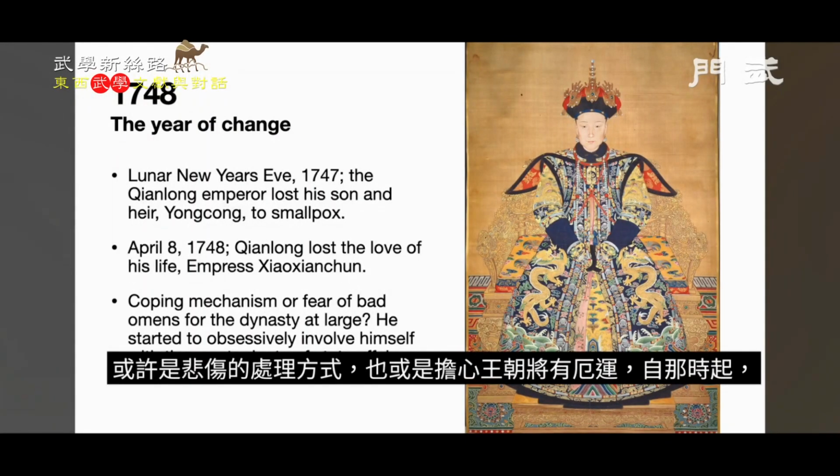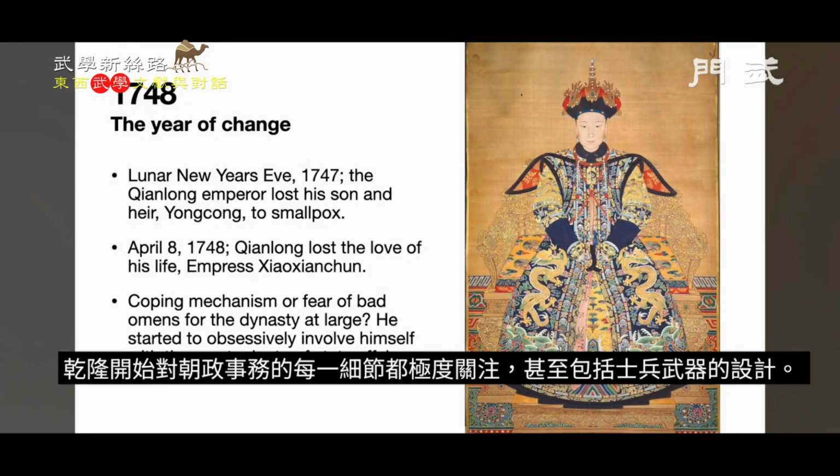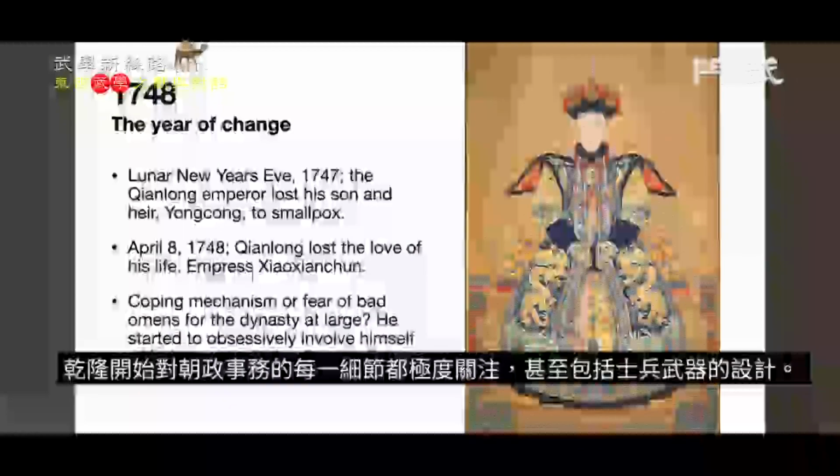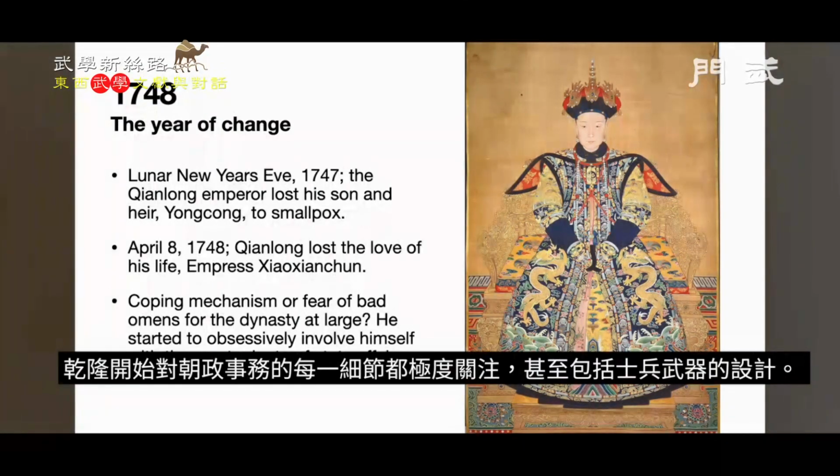I don't know if it was a coping mechanism or maybe a fear of bad omens for the dynasty at large, but from this moment onwards, Qianlong started to obsessively involve himself with the most minute details of state affairs, including the design of weapons for his men, for example.